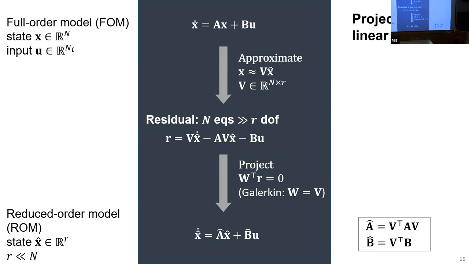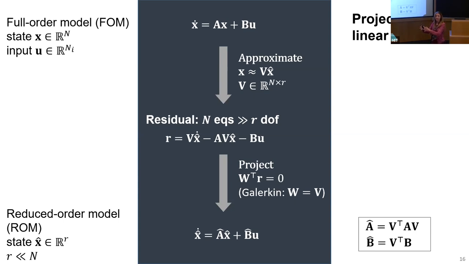I get the reduced order model. Now, x hat here is the reduced order state. It's got dimension r, of tens or hundreds instead of millions. And these matrices, A hat and B hat, are nothing but the projections of the big A and the big B onto the r-dimensional, low-dimensional subspace that is defined by the basis V. That should be very familiar to you. But as you look at this, it's really important to appreciate that approximation by projection into a low-dimensional subspace is very, very special, because it is the form of approximation that preserves the structure of the governing equation.